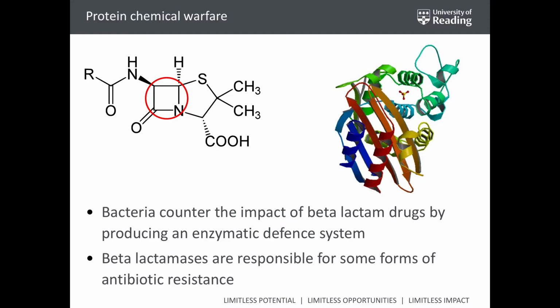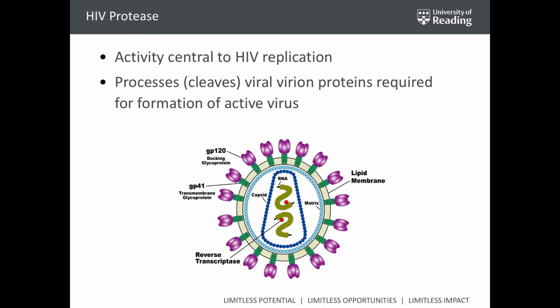What I've shown here actually is a beta-lactamase from Staphylococcus aureus. So this is the crystal structure of the enzyme that the bacteria make to fight back against the antibiotics that almost all of you will have been exposed to at one or other point in your life. The next example I'll give you is an example of an antiviral. And the example I'll give you is a drug that targets human immunodeficiency virus protease.